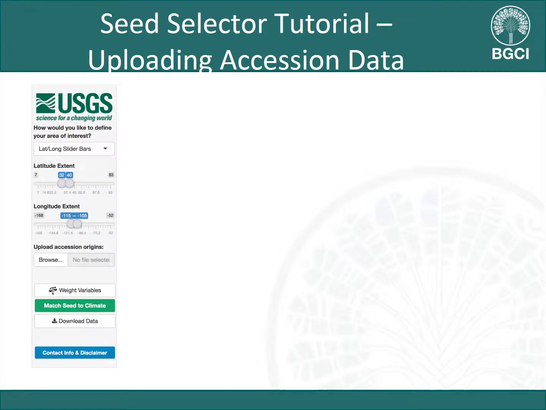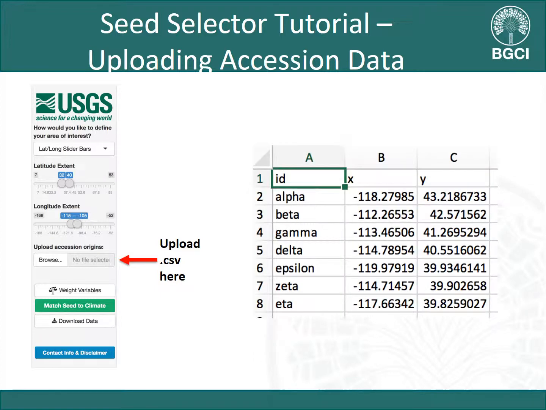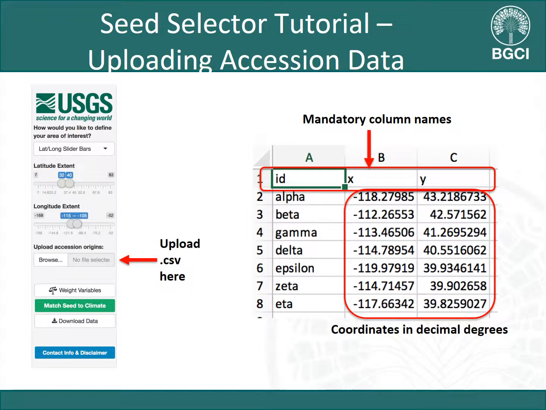After we have defined our area of interest, the next step is to upload a spreadsheet containing information about the accessions under consideration for a restoration project. This spreadsheet can be populated with conspecific data or a species mix depending on your objectives. This is an example of the data format that Seed Selector expects: an ID column, which accepts any ID label you choose, and X and Y coordinates corresponding to the longitude and latitude in decimal degrees of a plant material's origin. Save the file as a .csv before uploading it to the app.